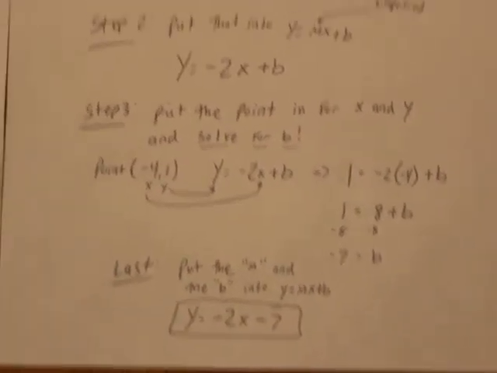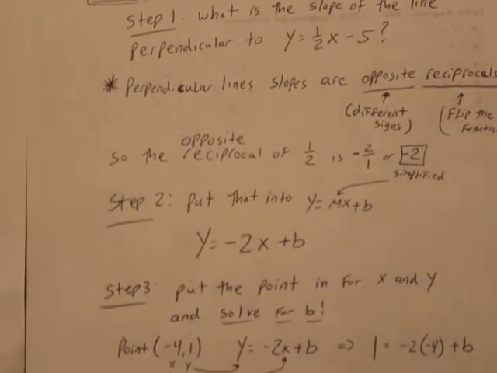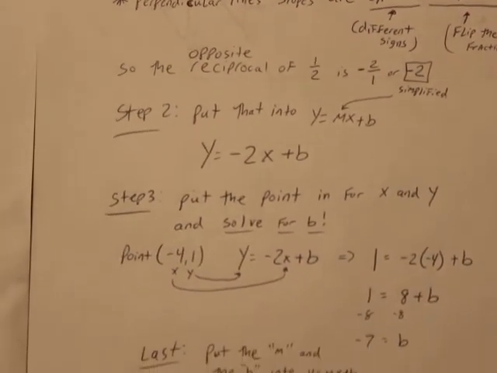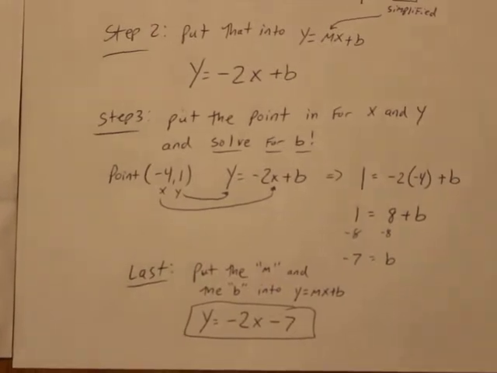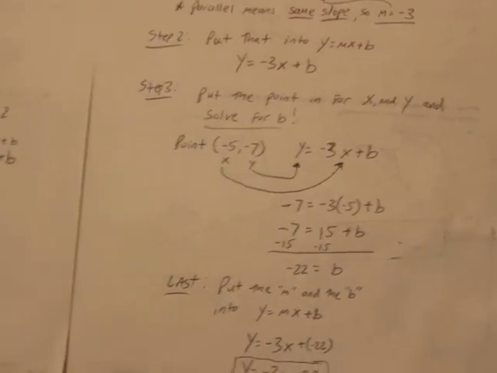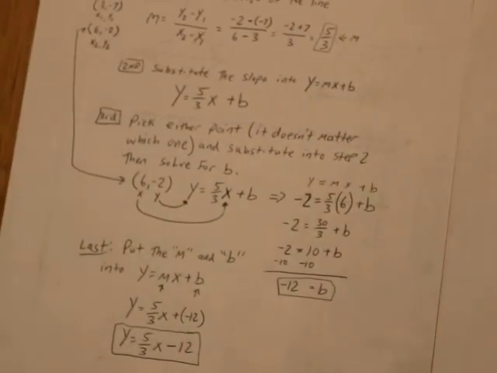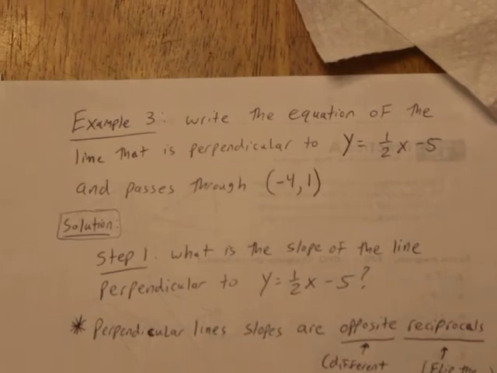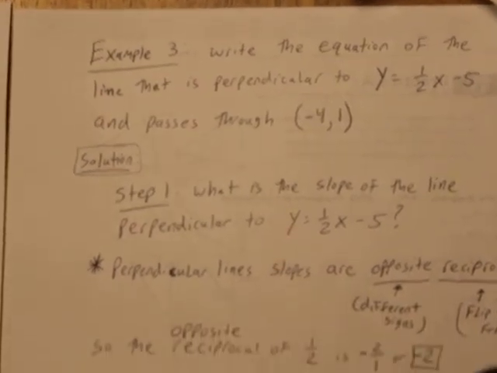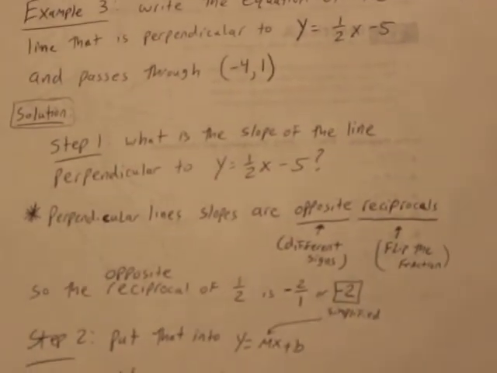If you look at the steps, you're still finding the slope. You're putting it in for y equals mx plus b. You're putting the point in and solving for b. So actually all three of these problems, you'll notice, have the same kind of steps. The only difference in this problem is the word perpendicular means that the slopes are opposite reciprocals.